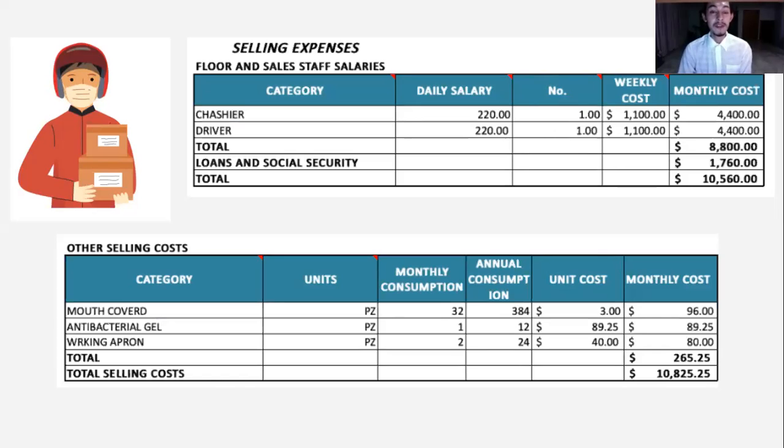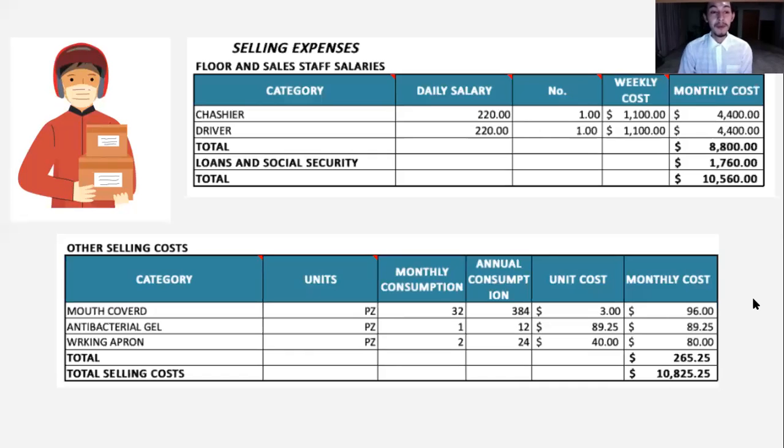After loans and social security, that brings a total of 1,760 pesos, making the total for floors and sales staff 10,560 pesos. Other selling costs: it is important to know that other selling costs may change according to outside factors from your company. They are not always the same.